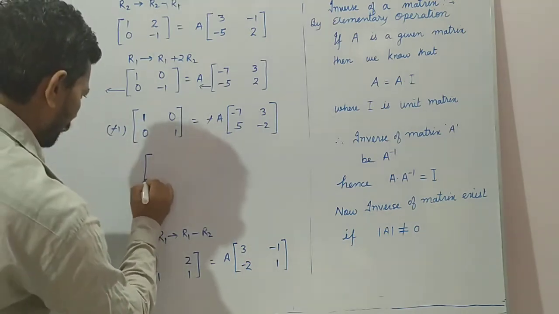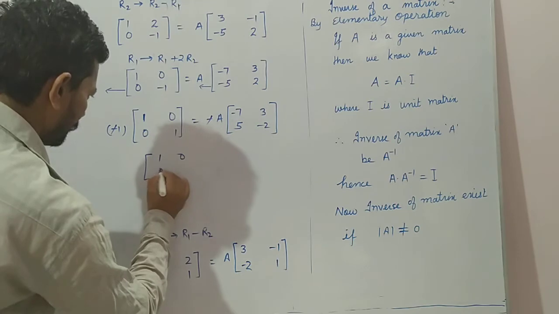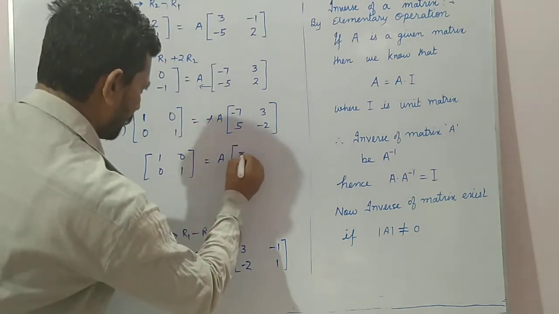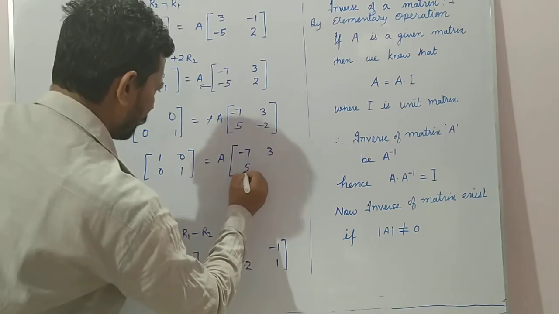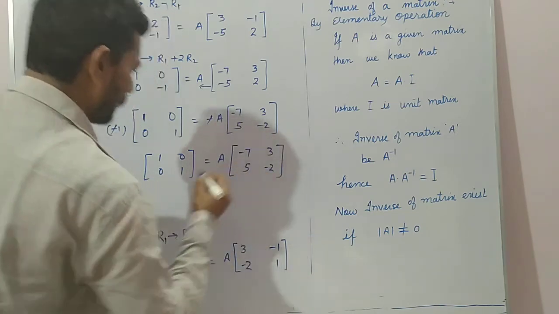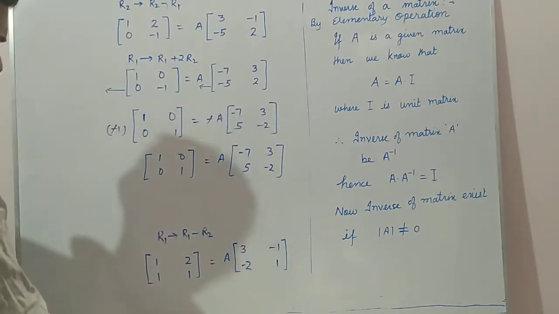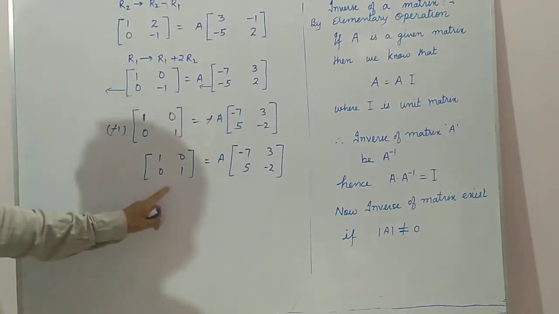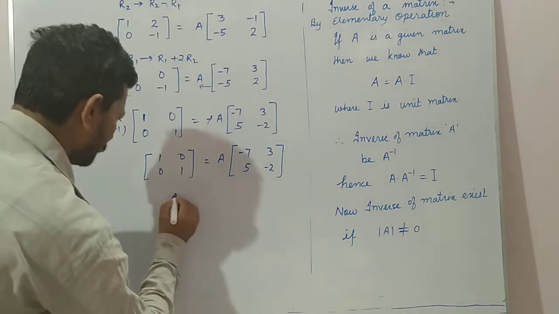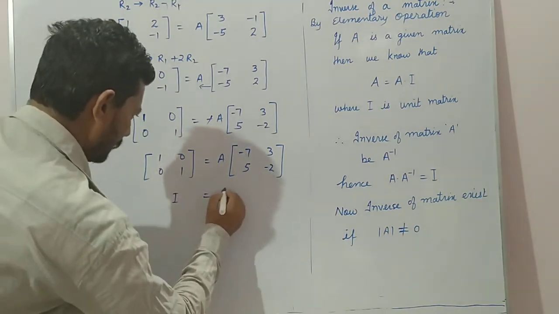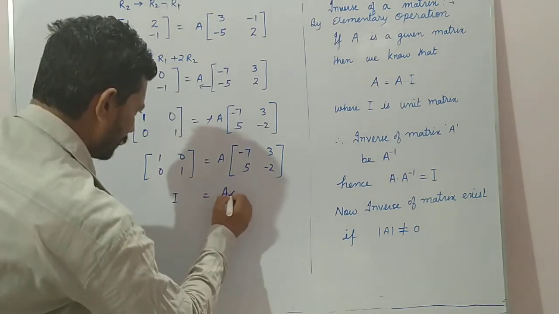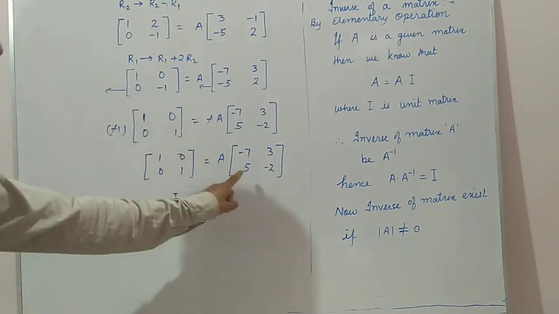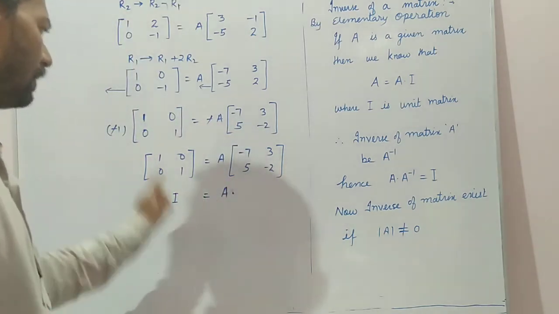1, 0, 0, 1 equal to A minus 735 minus 2. Now, see, this is unit matrix. This is A. So A should be multiplied here. What matrix should be multiplied so that you are getting a unit matrix here?